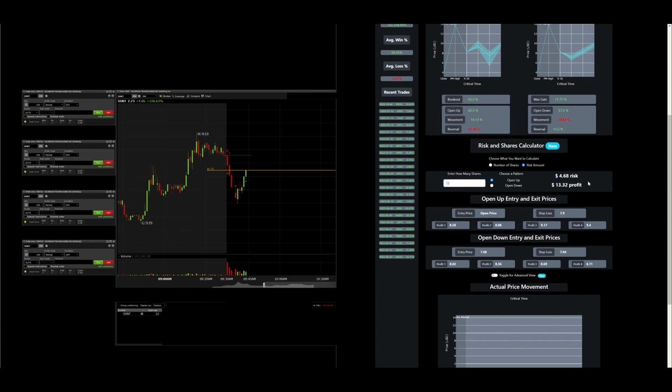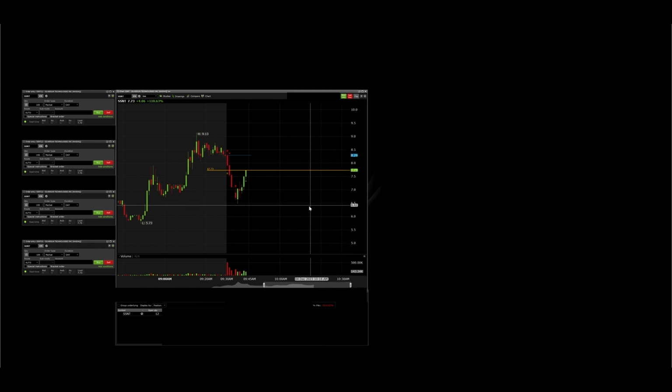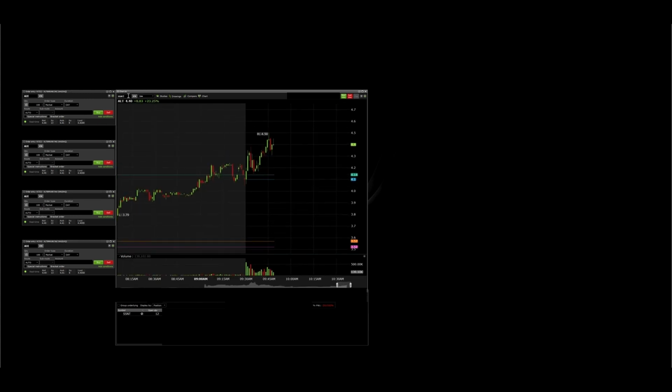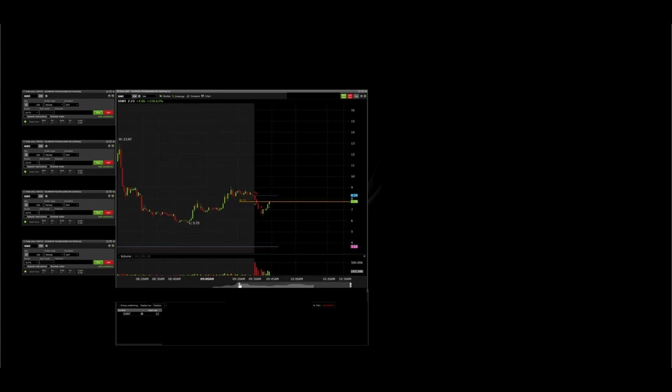There, I'm risking 468 on the trade, close enough to 5. You would have to adjust the calculator, or make sure that you're selecting open up or open down, because depending on which way the stock price is moving, you are risking different amounts based on what the Stockminds trade suggests.